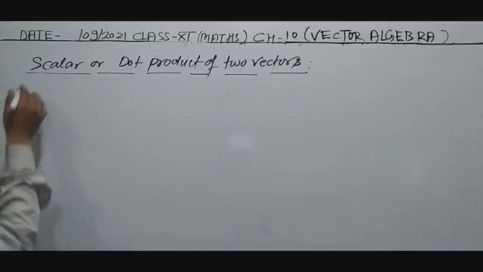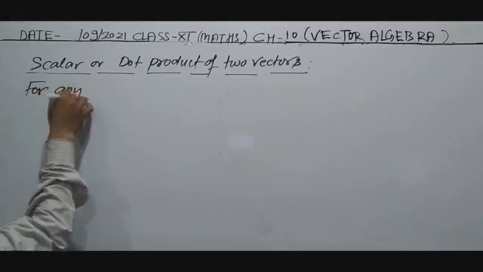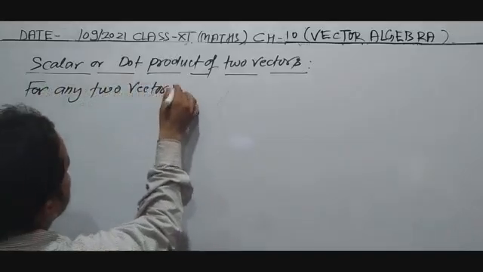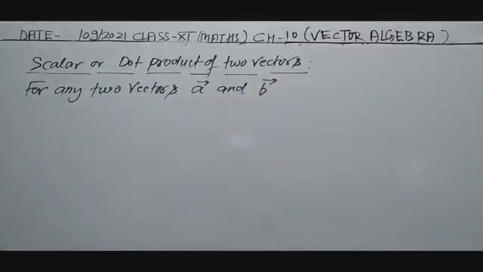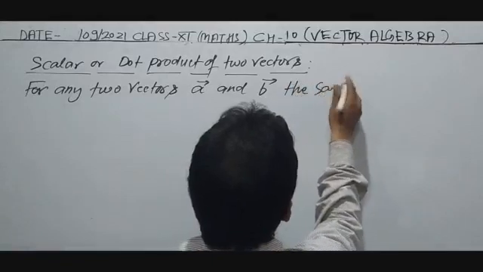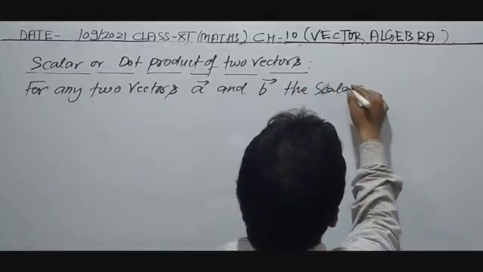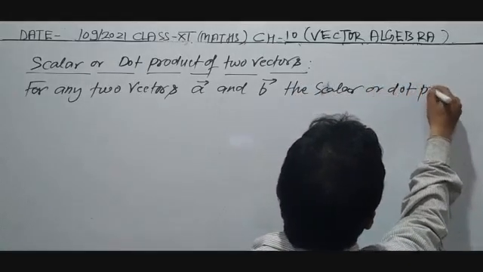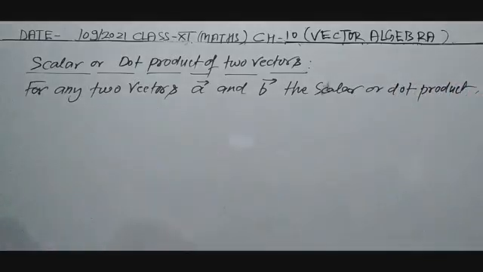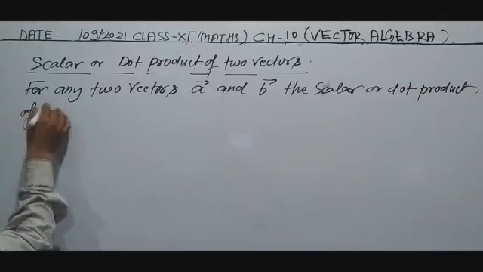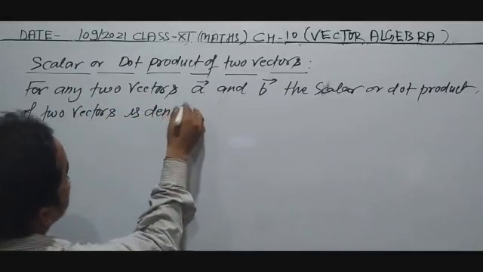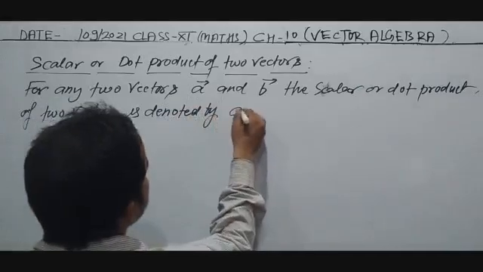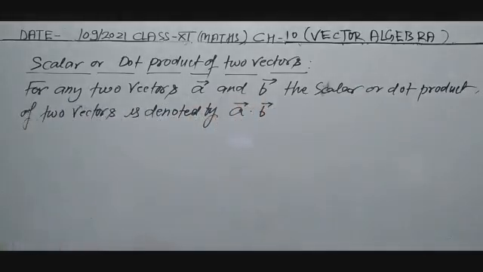Now for any two vectors, vector A and vector B, the scalar or dot product of two vectors is denoted by vector A dot vector B.